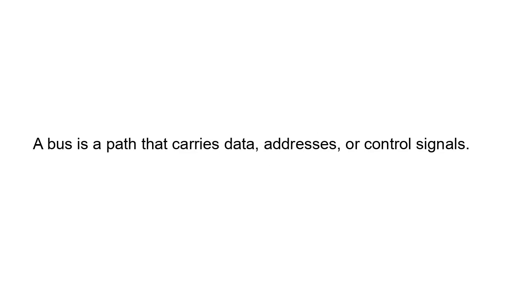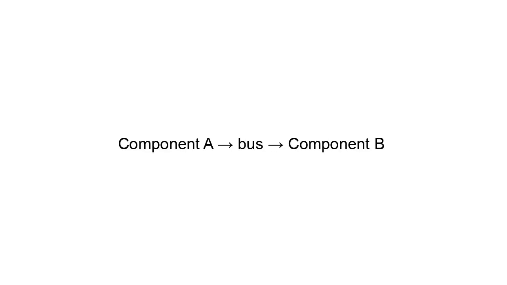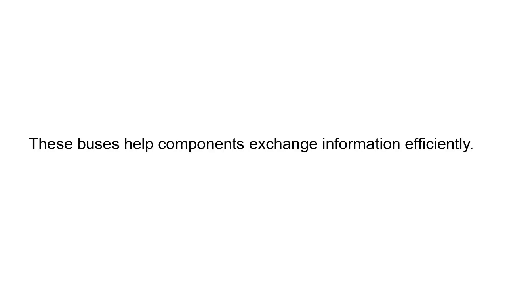A bus is a path that carries data, addresses, or control signals. Example concept: Component A ↔ bus ↔ Component B. Common types include data bus, address bus, control bus.